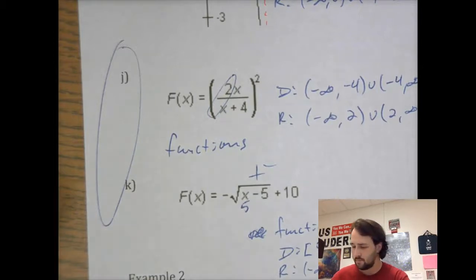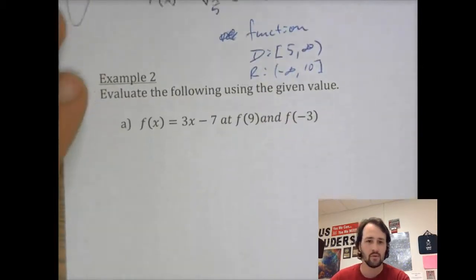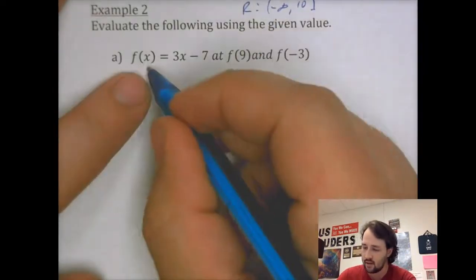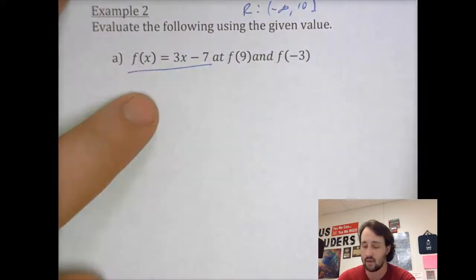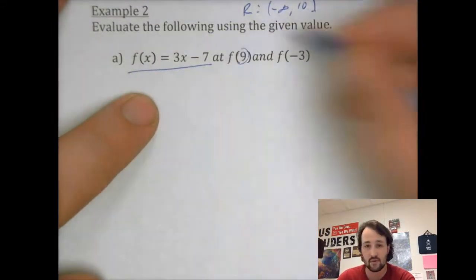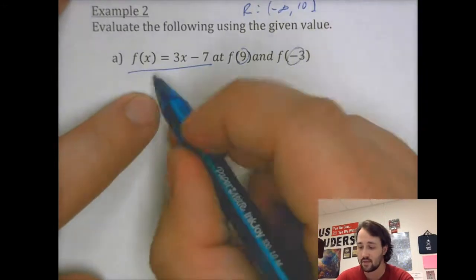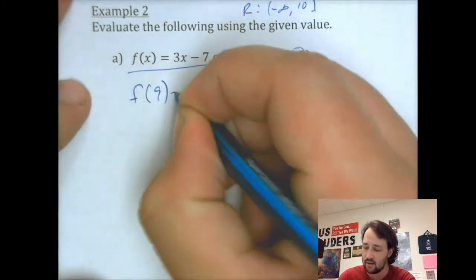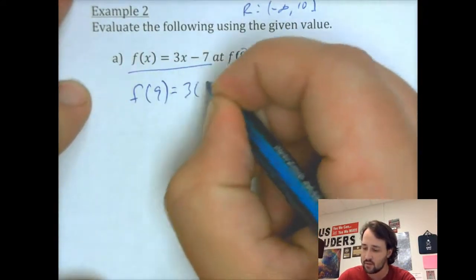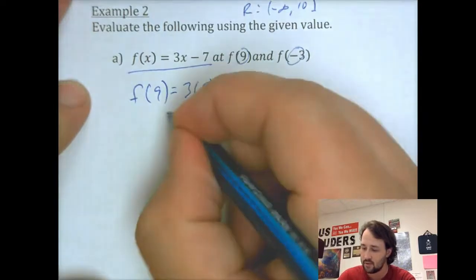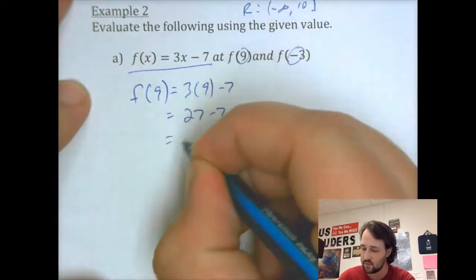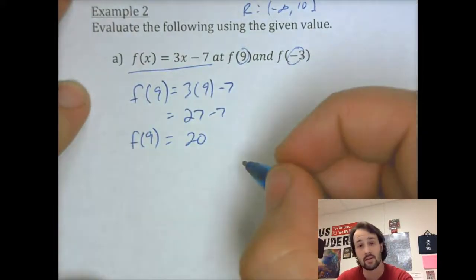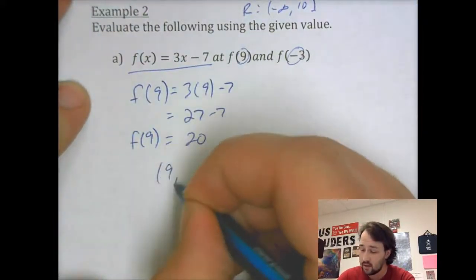All right. Evaluate the following using the given value. So remember, for evaluating, I have this function f of x equals 3x minus 7. Now it's telling me to evaluate f of 9 and f of -3. Notice instead of an x, now I just have a 9. So all I'm going to do is say f of 9, and instead of x in my equation, I'm going to put a 9, so 3 times 9 minus 7, which would be 27 minus 7, which would mean f of 9 is 20. If we wanted to, we could rewrite this as the ordered pair (9, 20).